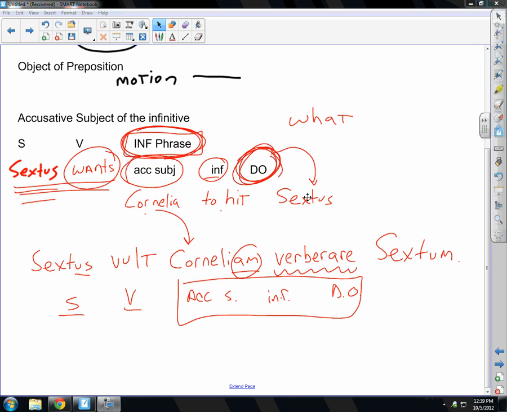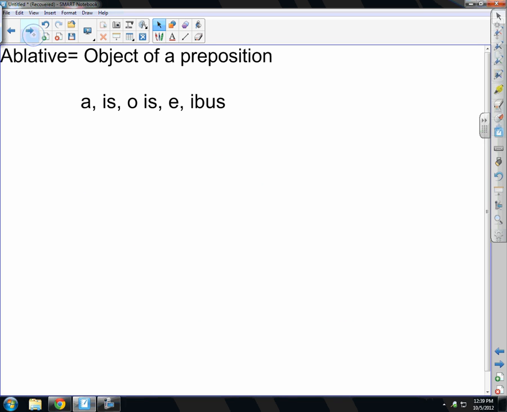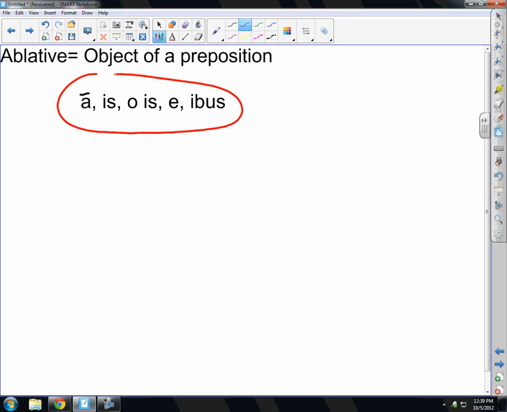All right, we're going to move on to the ablative. The ablative is the object of a preposition. Again, we have ablative endings. Remember, we have a macron over that A. I guess I forgot to put that on there. The endings that we're dealing with are A with a macron, IS, O, IS, E, and ibis. Now, you can use prepositions like in, or ob, or ex. These all take the ablative as their object of a preposition.